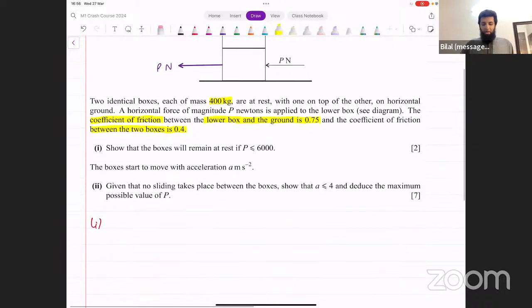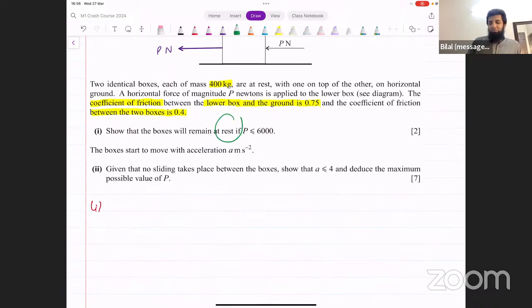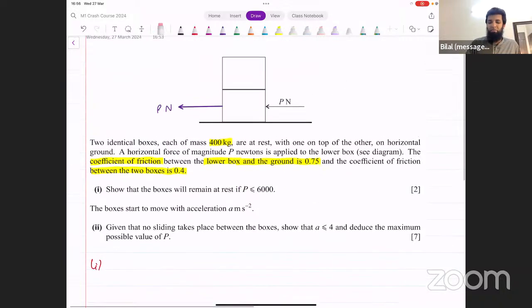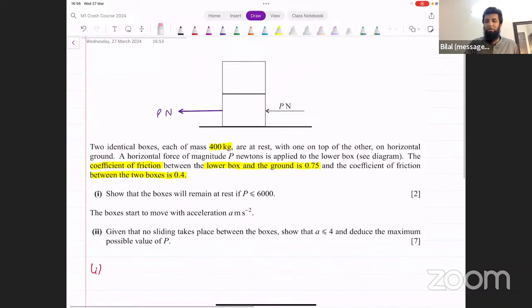Okay. Remain at rest, what does that mean? That means they're going to remain in equilibrium, right? And you have to prove this, that P is less than or equal to 6,000. Now, first of all, let's represent all the forces that are acting on these two blocks. Now, in fact, we just have to consider the two boxes together for now. So let's consider the forces acting on the lower box and the ground. One is the force acting towards the left side, P Newton.